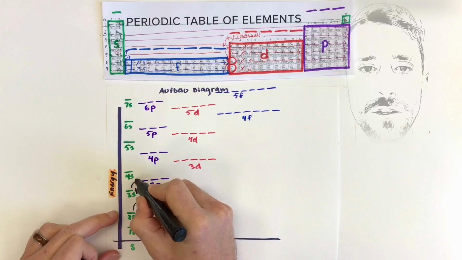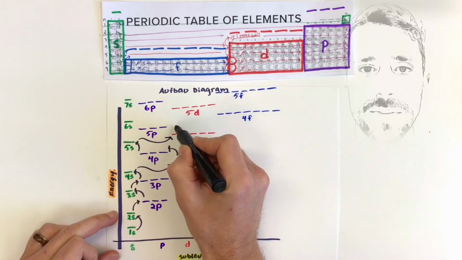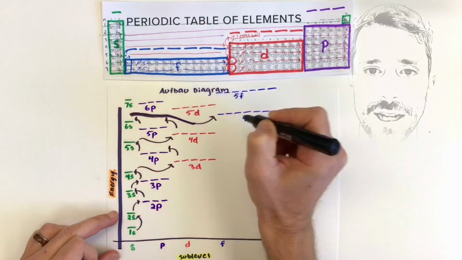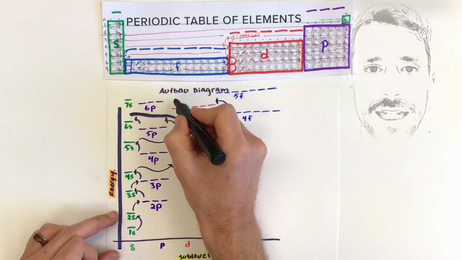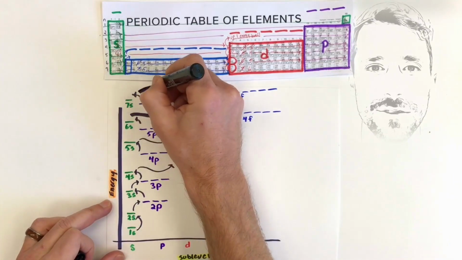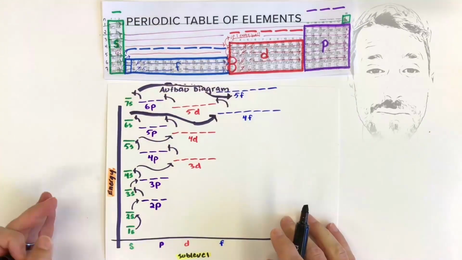So 1s, 2s, 2p, 3s, 3p, 4s, 3d, 4p, 5s, 4d, 5p, 6s, 4f, right there. 5d, 6p, 7s, and 5f. So that's how you make the Aufbau diagram.